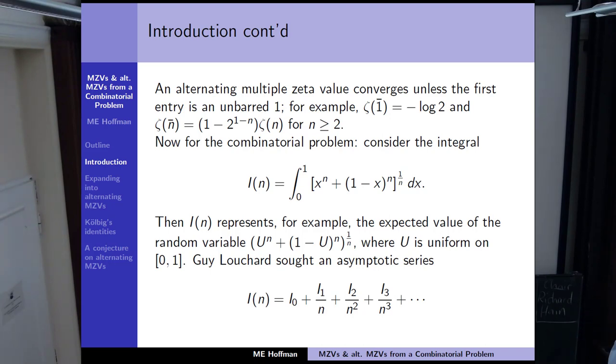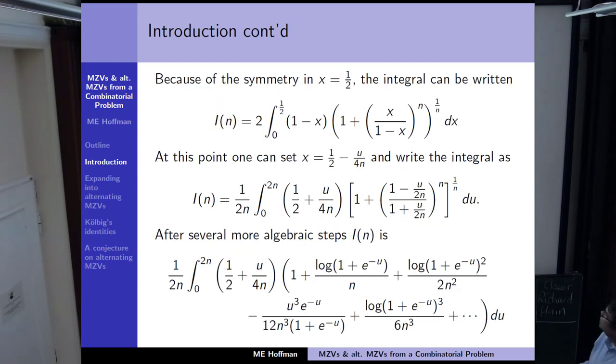Anyway, it was Guy Louchard who got the ball rolling by looking for an asymptotic series for this in reciprocal powers of n. Basically, I saw his paper in the archive and looked at the way he got the first few of them and said, I can do better than that. Got the next few, and then more people got involved, and next thing you know, you're writing a paper. But anyway, let me just show you roughly the way Louchard did it in his first paper.